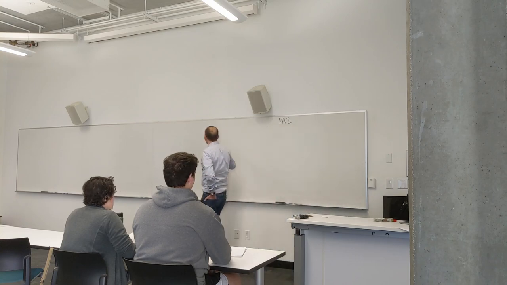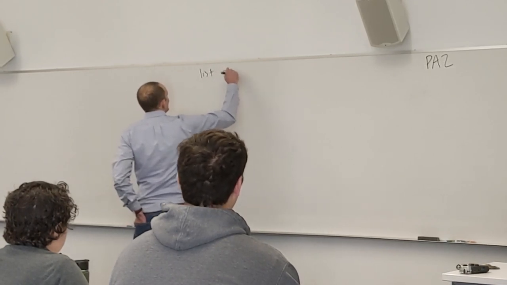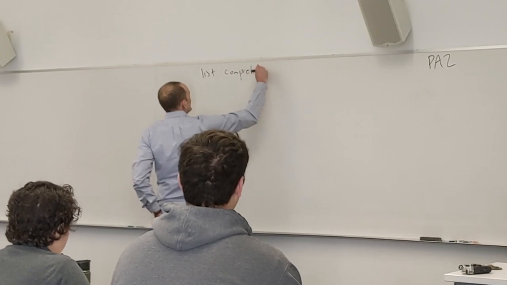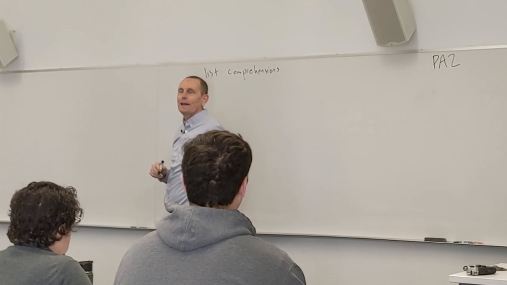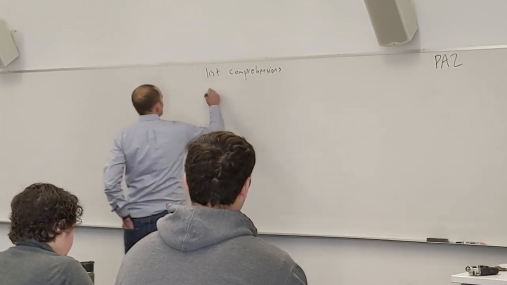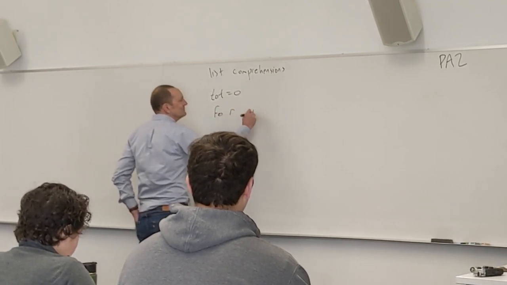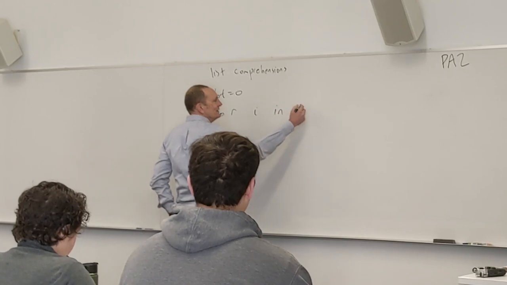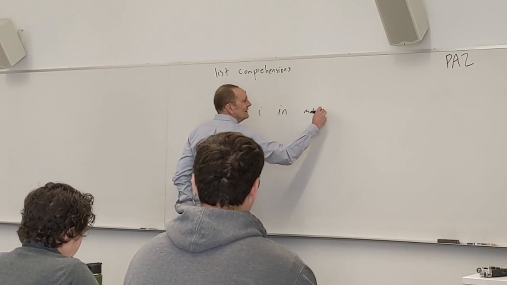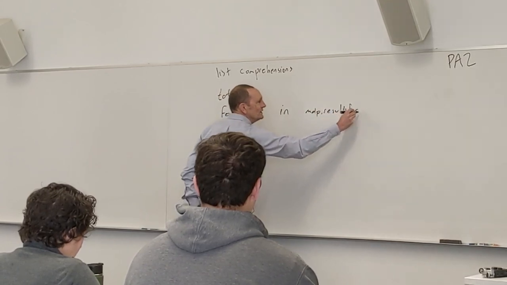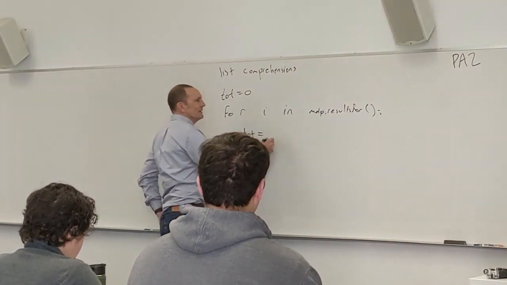So one, make sure you're using list comprehensions, or rather consider learning and using list comprehensions. An example might be if you had, let's say, total equals zero, for i in mdp.results, total equals some calculation.